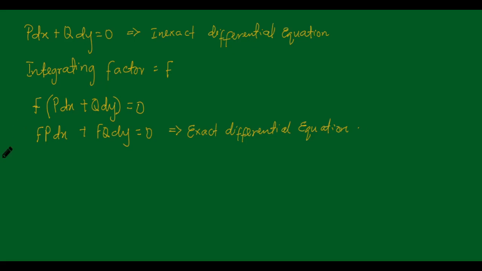So we can compare this with the general form of our exact differential equation, m dx plus n dy, which is equal to 0. So from this comparison, we can see that m is equal to fp and n is equal to fq.